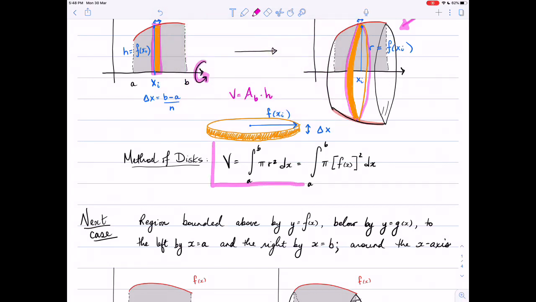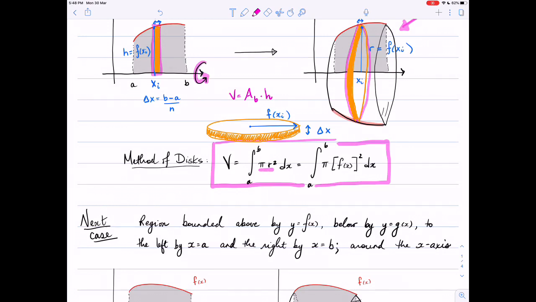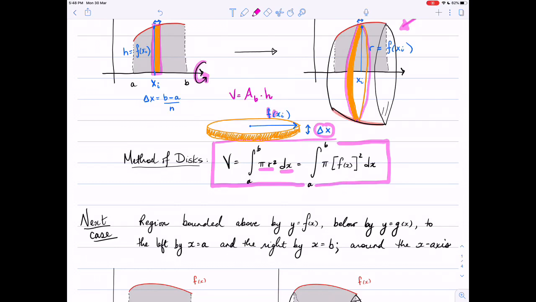We got this formula for this very simple case where pi r squared is the area of the base, dx is what happens to the delta x when n goes to infinity, and that radius ended up being the function value, and so pi f of x squared dx is the general method here. That is typically called the method of disks, because this little cylindrical-like object is called a disk.